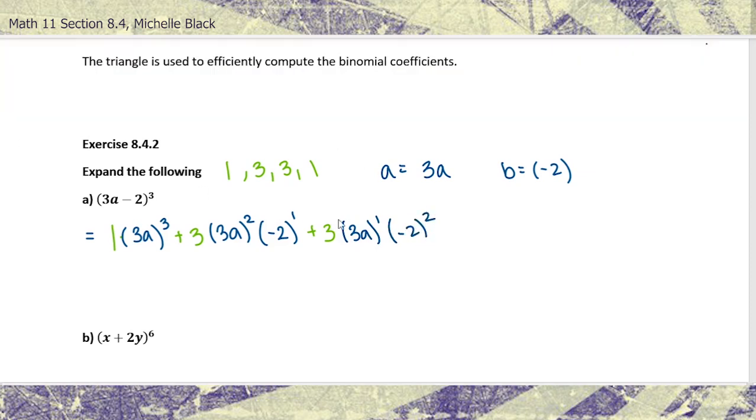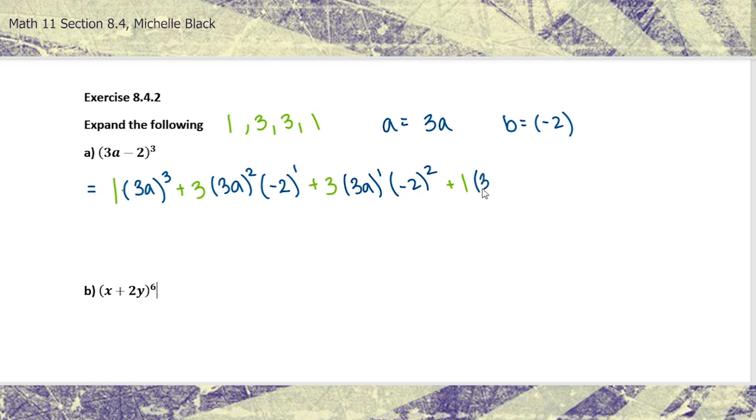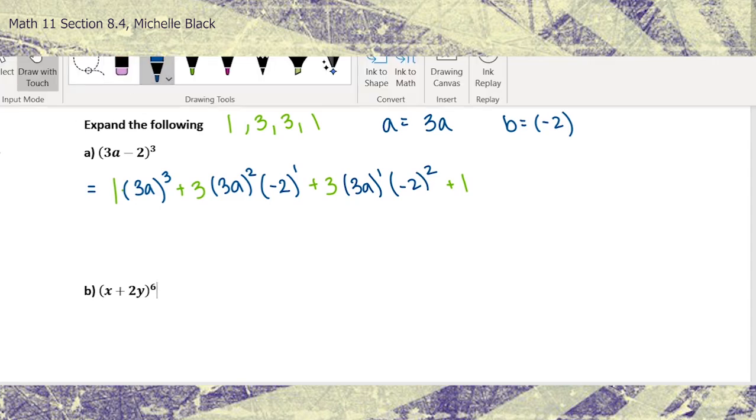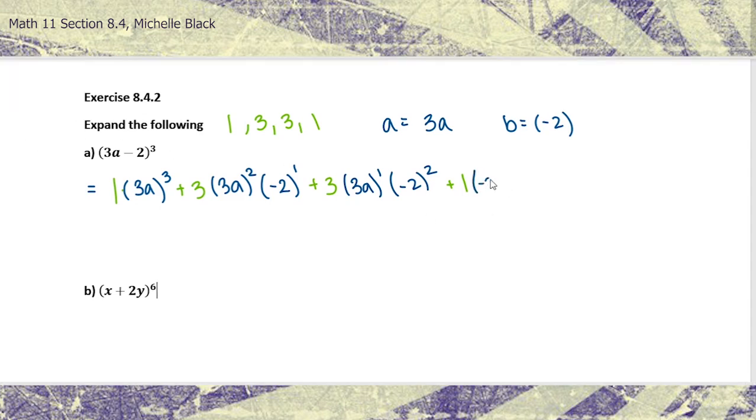And our last coefficient, so we have our a term down a power, which is power 0, so we really don't need to actually write that. So I'm actually going to erase it, because 3a to power 0 is just 1. So then all I really need is my b term up a power, so power 3.